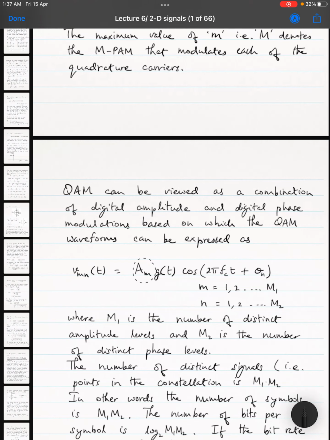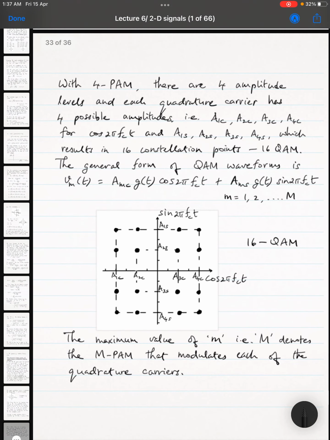So we can represent this in terms of A_m g_T(t). So that's an amplitude modulating term and a phase modulating term. Okay, so we have A_m where m goes from 1 to M1. So there are M1 different amplitudes, and theta_n where n goes from 1 to M2. So the number of phase angles available to us is capital M2. So if you see here, that's one amplitude, then that's a second amplitude, then we have a third amplitude, that's also the same amplitude. So that line and that line are going to be the same length.